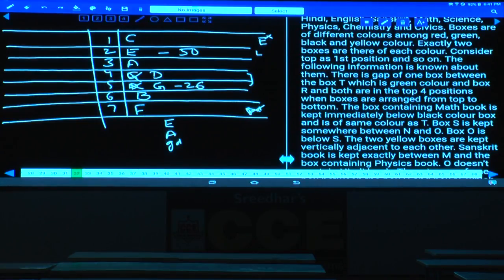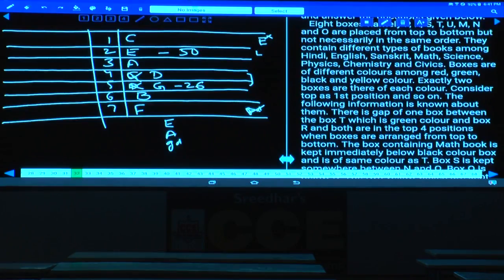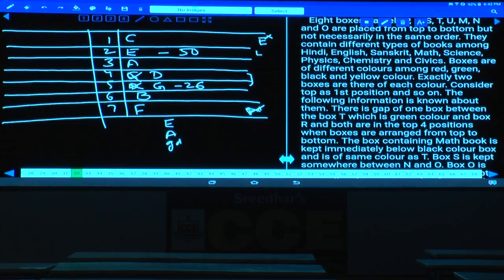what is the information here. Now in this, 8 boxes, namely M, N, O, P, R, S, T and U, are placed from top to bottom but not necessarily in the same order. They contain different types of books among Hindi, English, Sanskrit, Math, Science and so on, and boxes are of different colors among red, green and so on. There are 8 boxes. How many colors do we have? Only 4 colors. And at the same time it is clearly specified, exactly 2 boxes are there of each color.